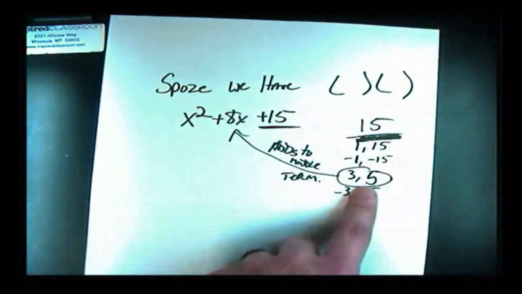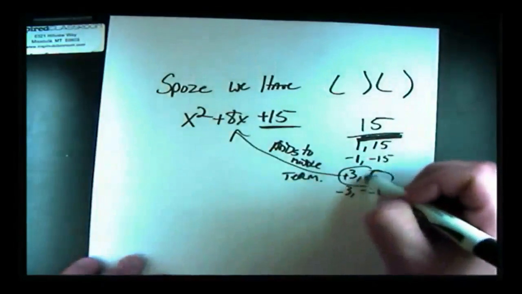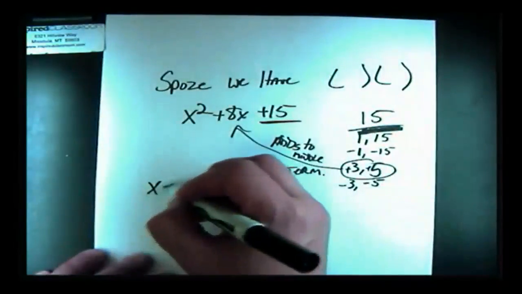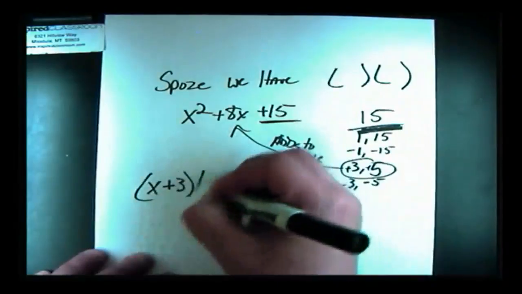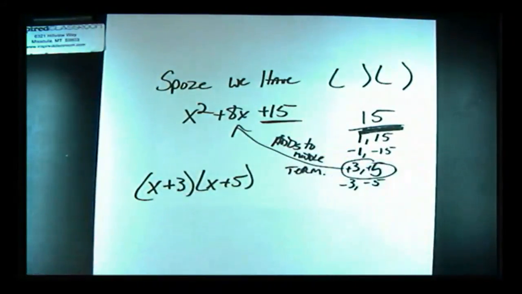And I notice 3 and 5 add to my middle term, so I hold on to the signs that come with this. This is a positive 3 and a positive 5. I'm going to make this x plus 3, x plus 5. Not too difficult at all, was it? It can get a little harder, and we'll talk about that hopefully next time. I'd rather you guys get comfortable with this concept before we move on to the next one.